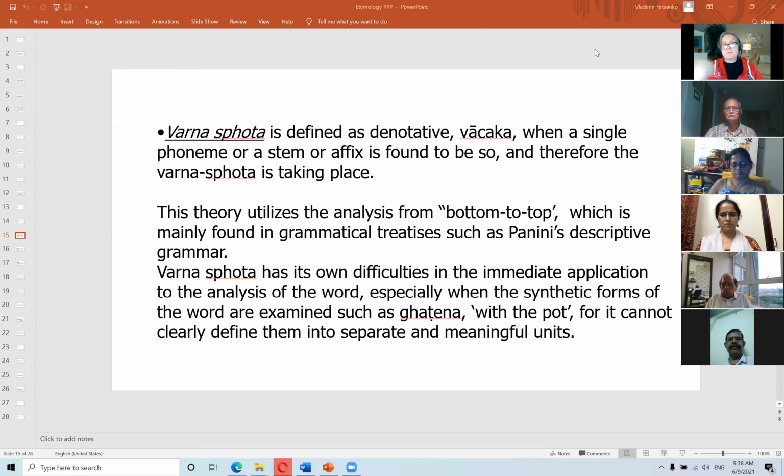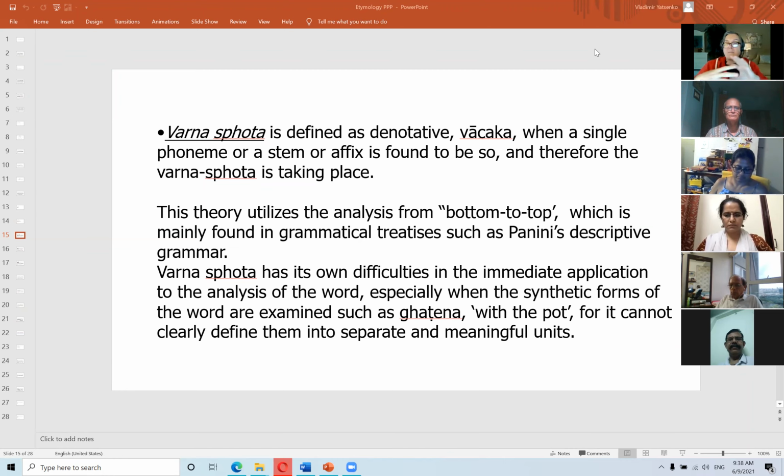This is my text, but doesn't matter. Varna Sphota has its own difficulties in the immediate application to the analysis of the word, especially when the synthetic forms of the word are examined, such as ghatena, with the pot. Where is here that varna which would be responsible for that particular tritiya vibhakti? No? So, because synthetically it is changing, it's very flexible.